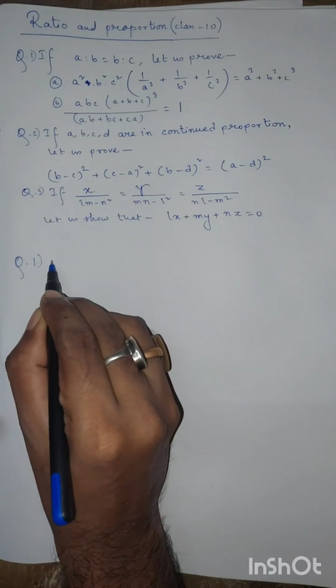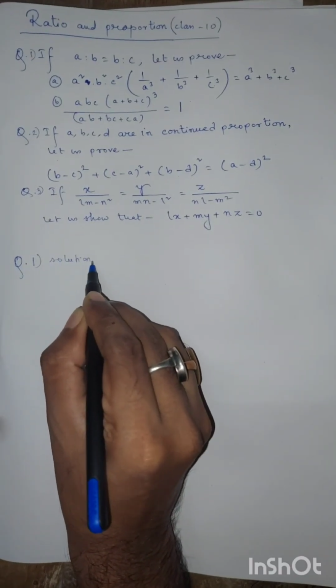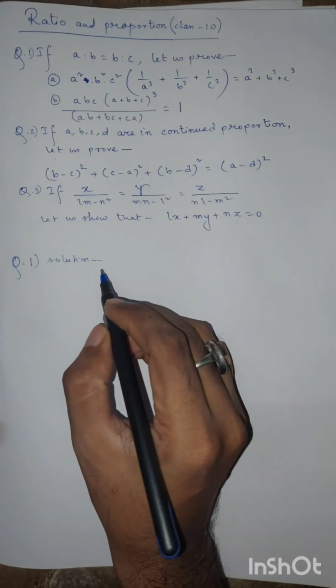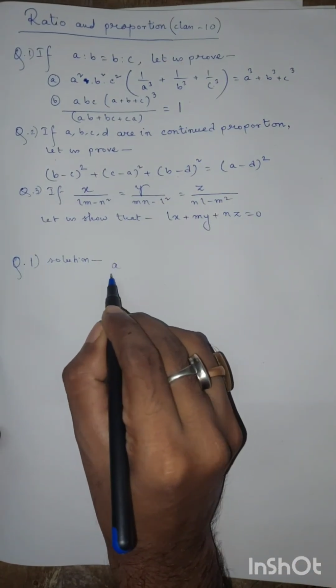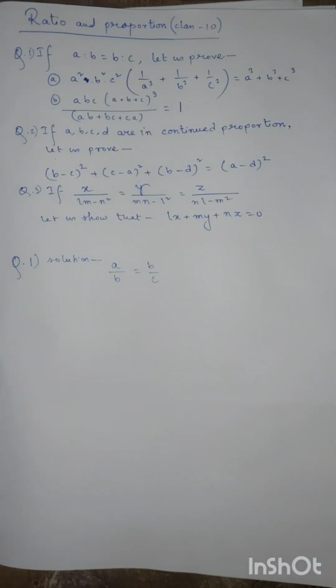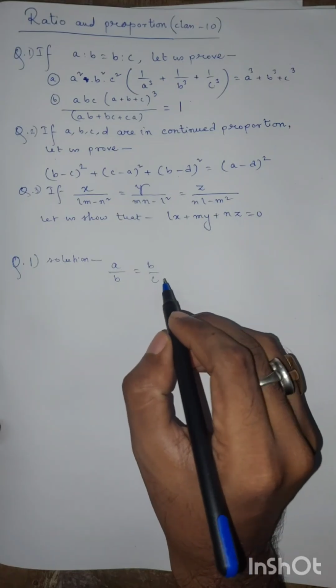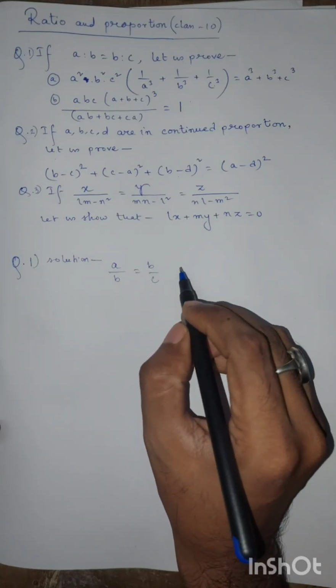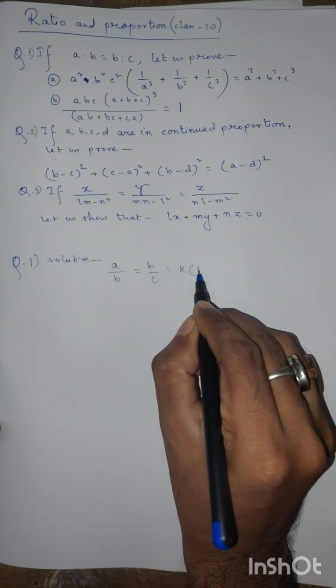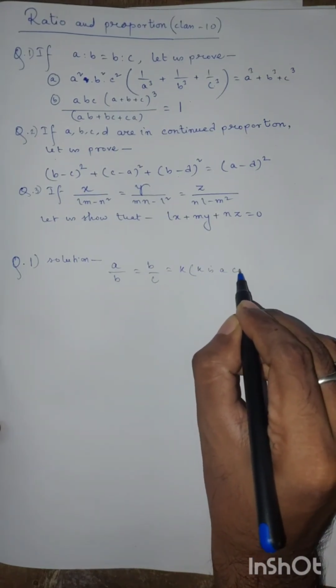Question number 1, solution. So let us first write the given information. a by b is equal to b by c. And let us assume these ratios are equal to k, where k is a constant.